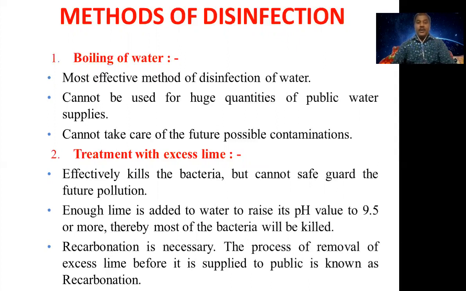Second is treatment with excess lime. It kills the bacteria effectively but cannot safeguard against future pollution. Enough lime is added to water to raise its pH value to 9.5 or more, thereby killing most of the bacteria. Recarbonation is necessary. The process of removing excess lime before the water is supplied to the public is known as recarbonation.